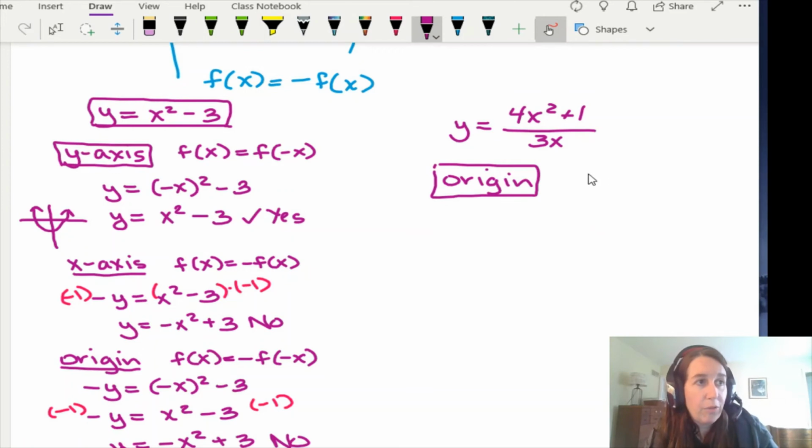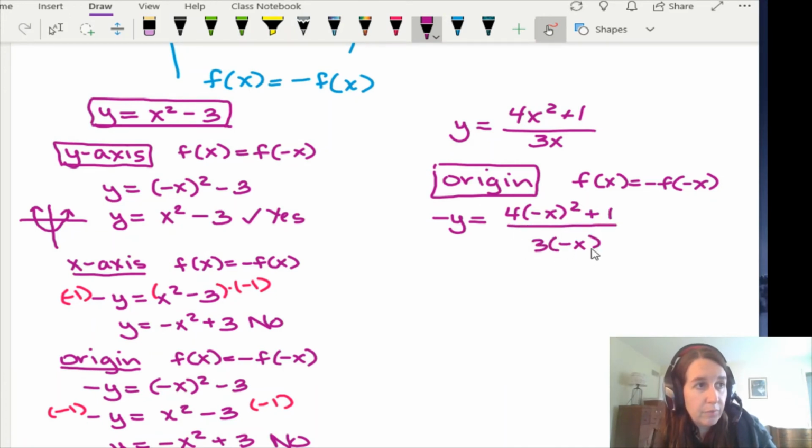And if that test works, then we're not going to do any other test. All right, so remember for the origin test, it's f of x is equal to the opposite of the f of the opposite of x. So plug in an opposite of y, negative y, and then plug in the opposite of x for both of those x's. Okay, now to evaluate, I think we should evaluate what we can on the right side first. So that would be 4x squared plus 1. And at the bottom, 3 times negative x, so negative 3x.